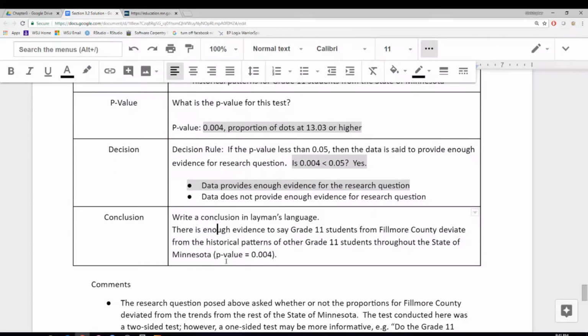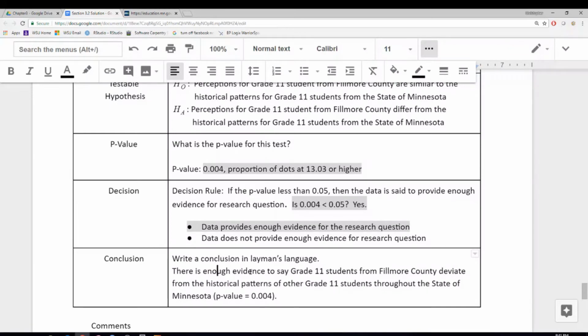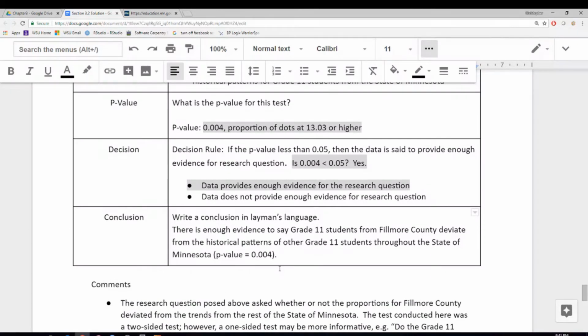Writing a conclusion then, we do have enough evidence to say that grade 11 students from Fillmore County deviate from the historical patterns of other grade 11 students throughout the state of Minnesota. That statement is made with a p-value quantity of 0.004.